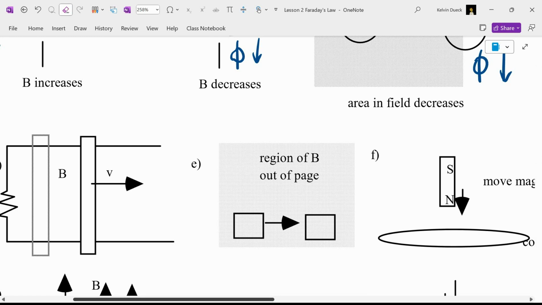Is the magnetic field changing? The amount of magnetic field that the area is experiencing, is that changing? No. Is its area changing? No. The flux will be constant, not changing.